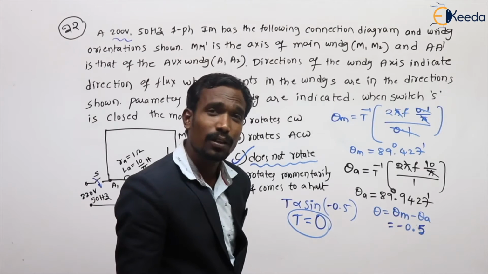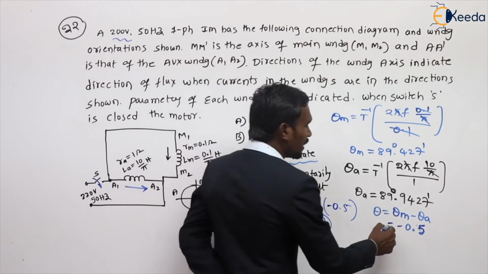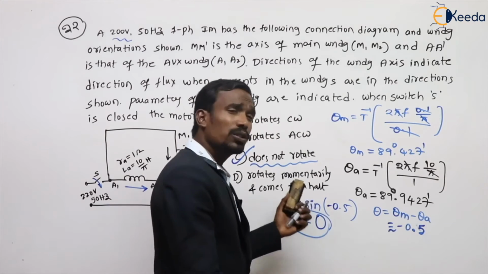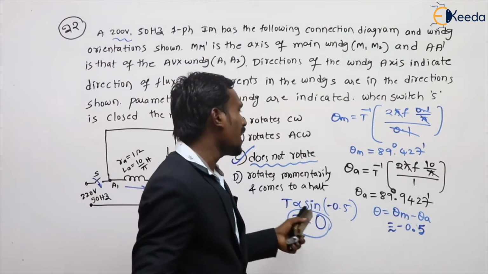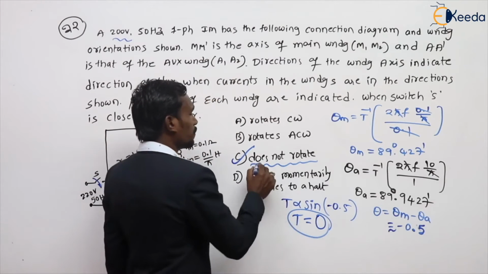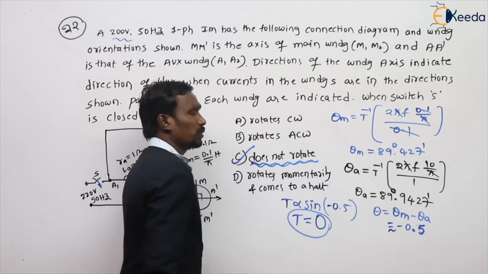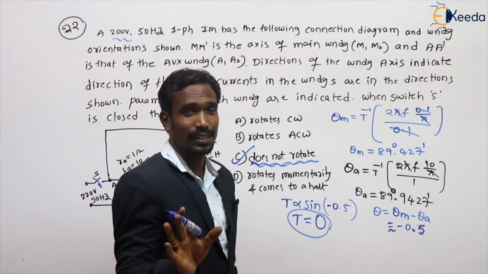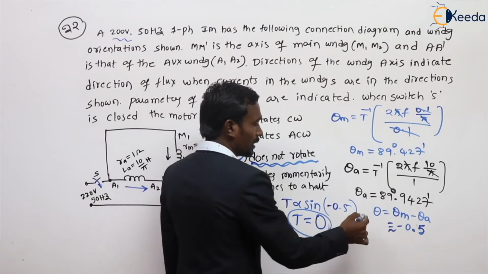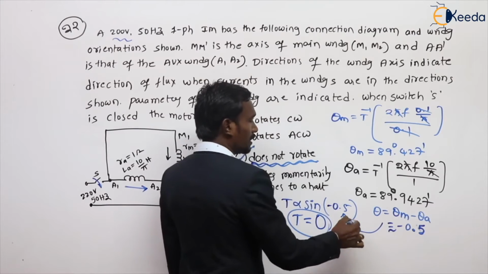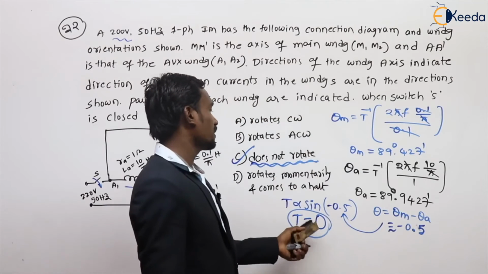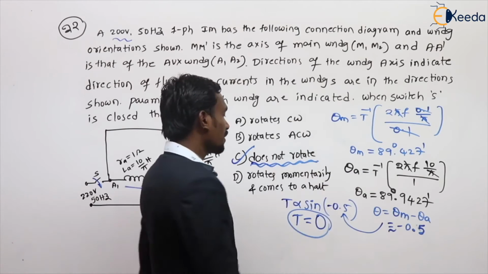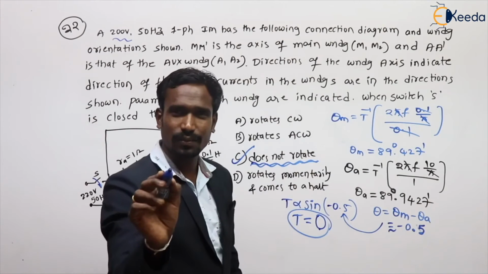Be careful. Here theta is very near to 0. Sine 0 is 0. Here there is no torque production. If no torque is produced, the motor doesn't rotate. This is actually a very simple question. Don't make a mistake. Find the theta, substitute the theta and then give the answer. If it is a negative answer, counterclockwise. If the torque is positive, clockwise. If the torque is 0, no rotation.